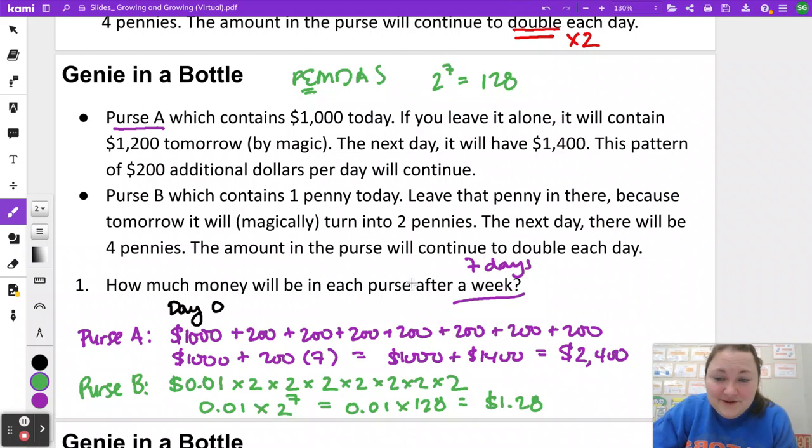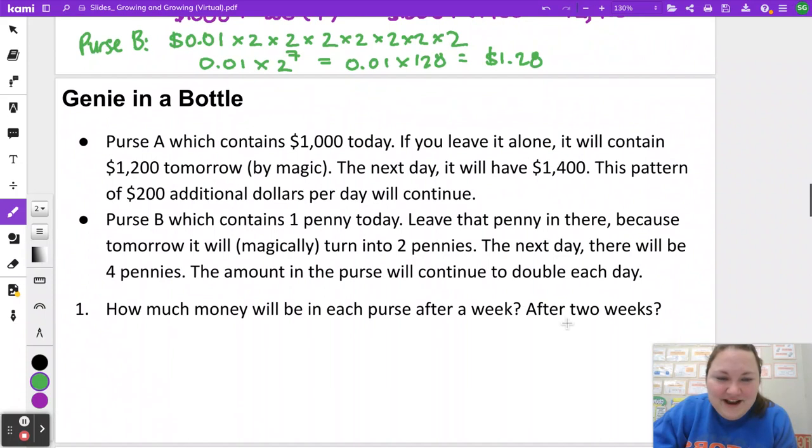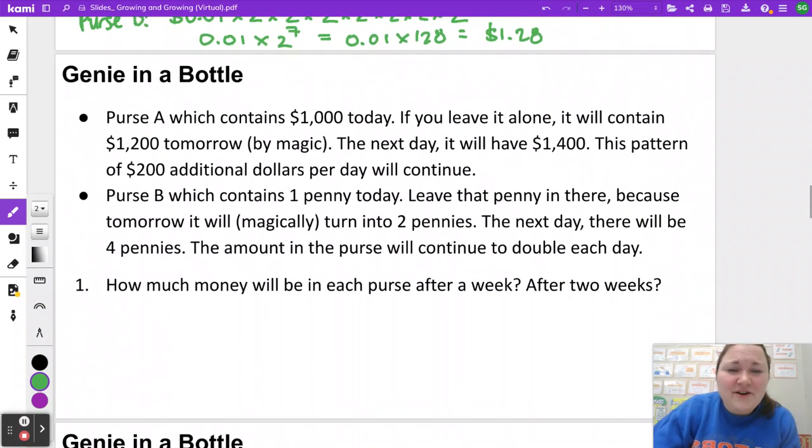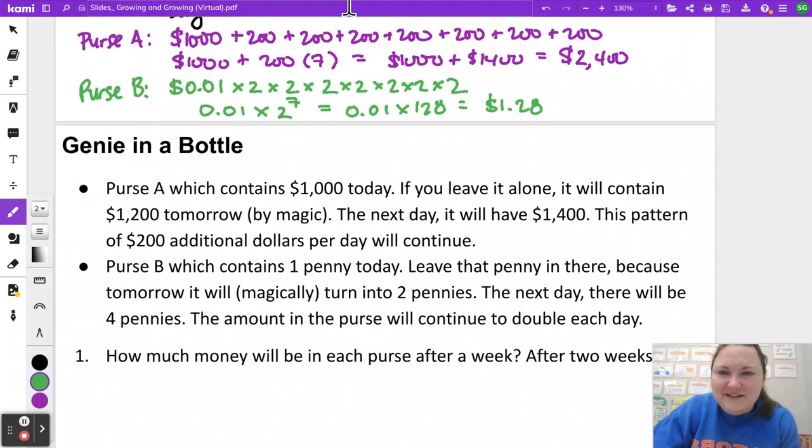I'm going to give you another chance to try doing that math again. This time we are going to calculate after 2 weeks. Again, pause this video, and especially now that we've done the calculation for 1 week, I'm going to leave it up there at the top. See if you can use that calculation to help you calculate how much money is in each of those purses after 2 weeks. Pause the video now and try that.